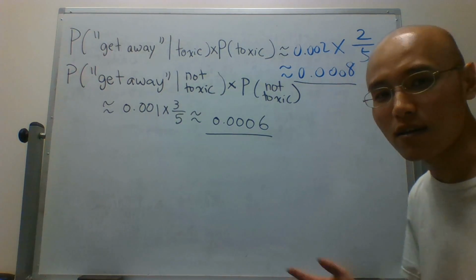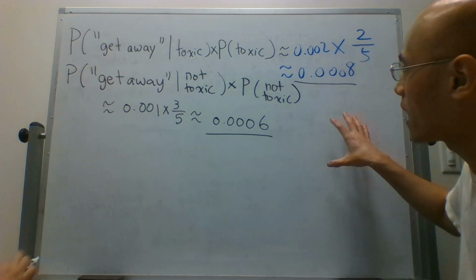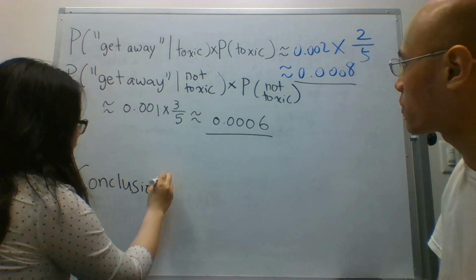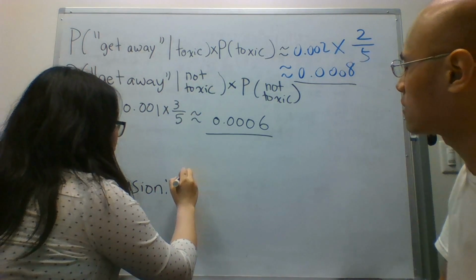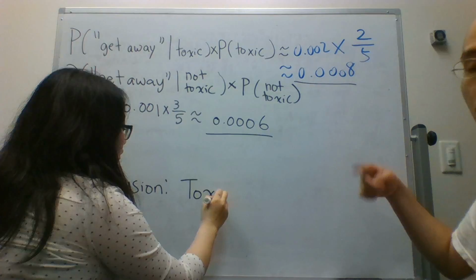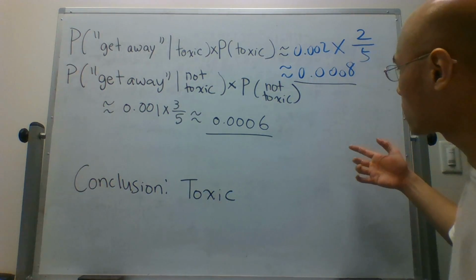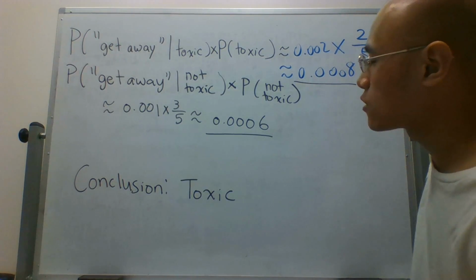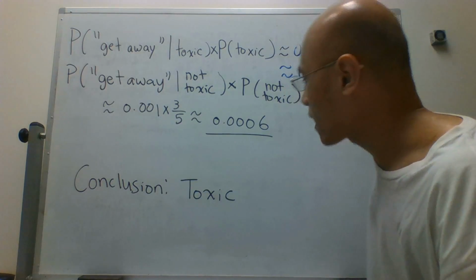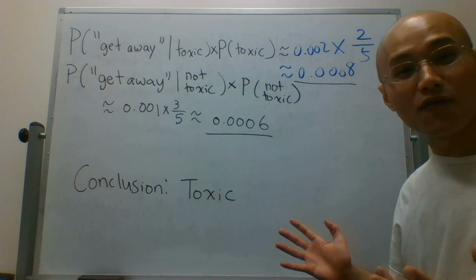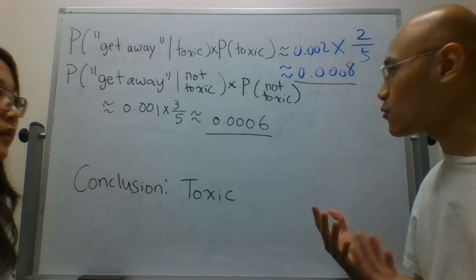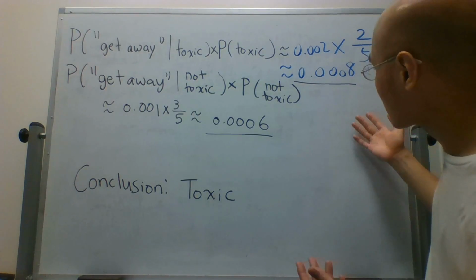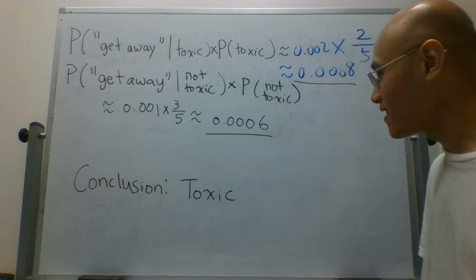Okay, so that's how the naive Bayes classifier is applied for this particular new phrase. We calculate the conditional probabilities and we use the conditional independence assumption to make the calculation simple for us. And we found that this probability is higher than this probability, and so we conclude that this phrase is toxic. And in terms of human intuition, I do think that the phrase "get away" is rather toxic. So this classifier worked. Yeah, I think so.